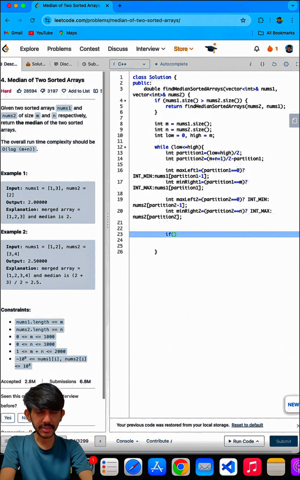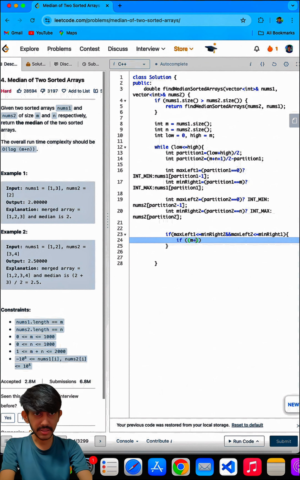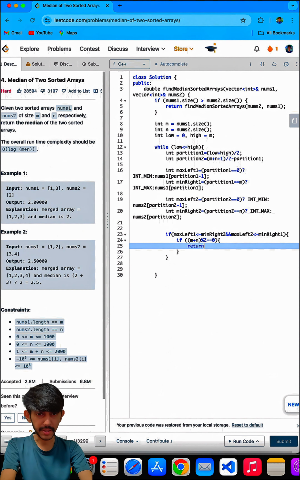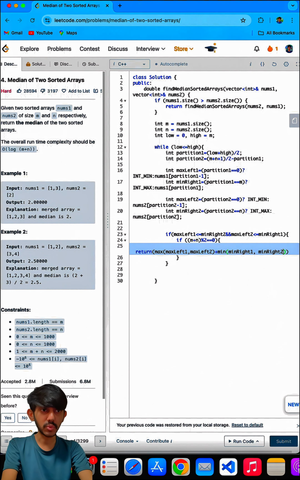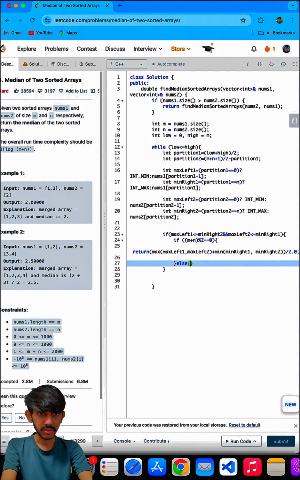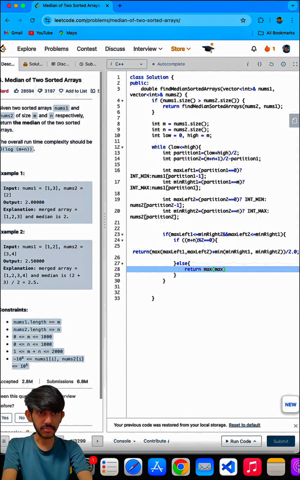Now if maxLeft1 is less than or equal to minRight2 and maxLeft2 is less than or equal to minRight1, then if (m plus n) modulo 2 equals 0, return (max of maxLeft1 and maxLeft2 plus min of minRight1 and minRight2) divided by 2.0. Else return the max of maxLeft1 and maxLeft2.